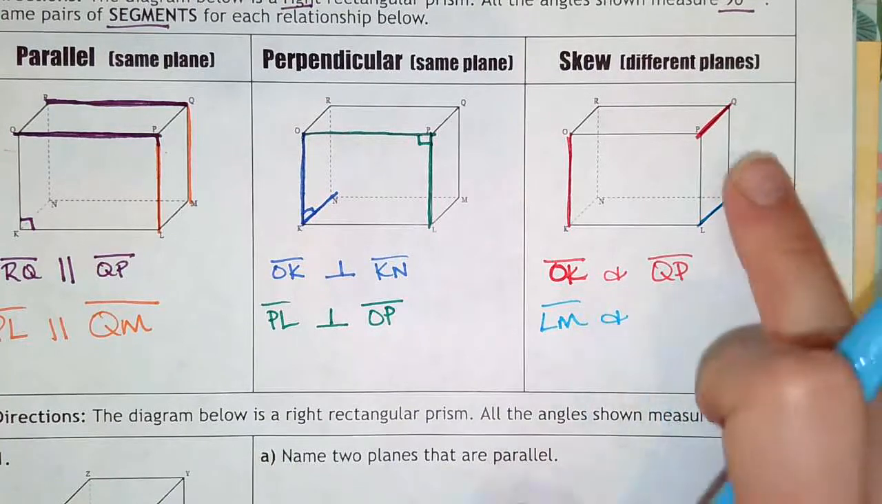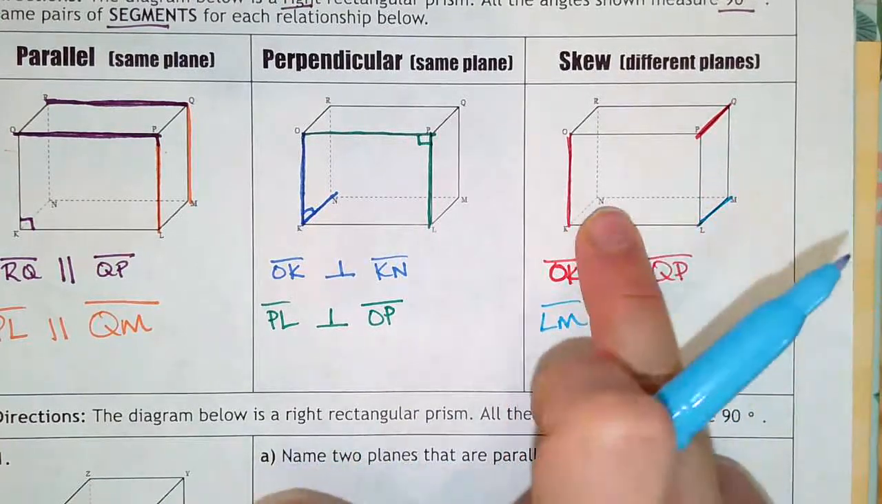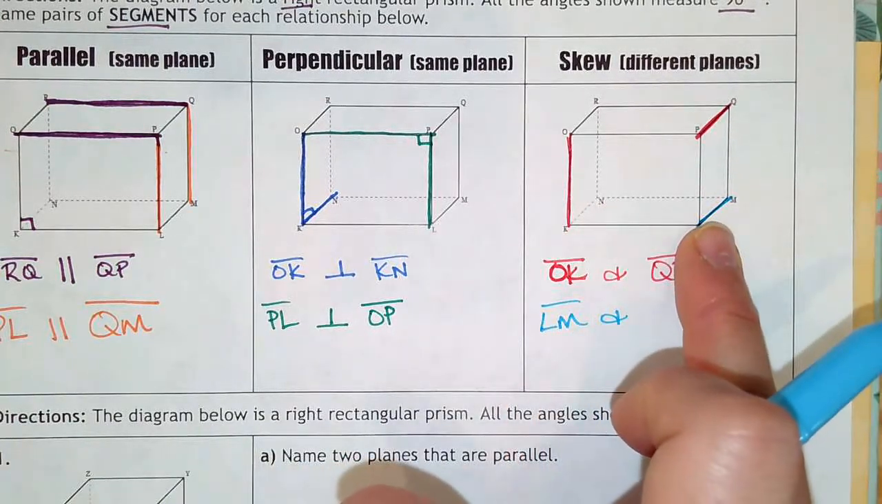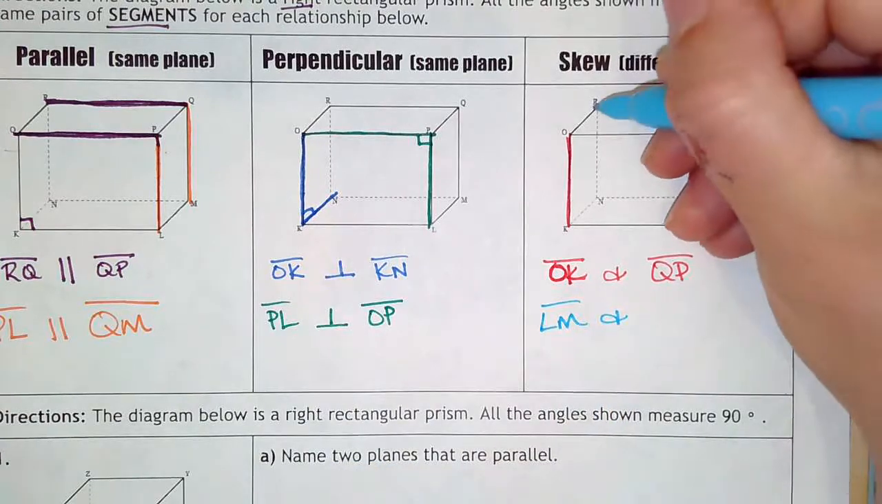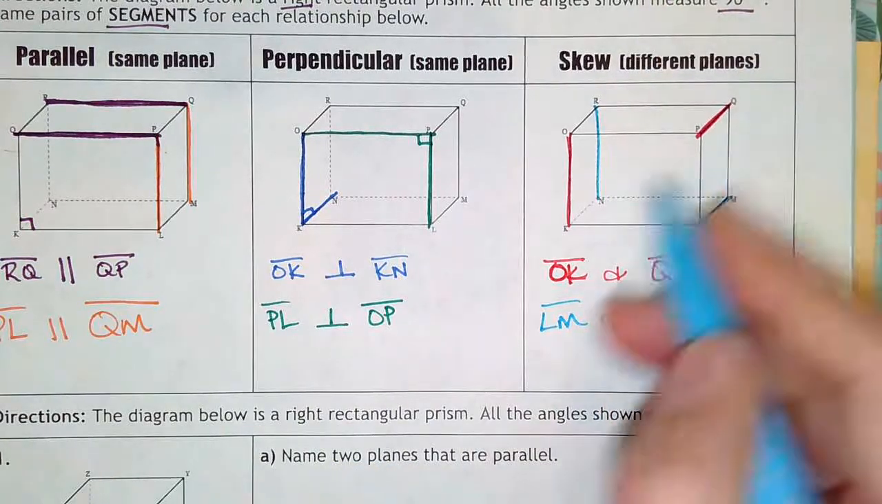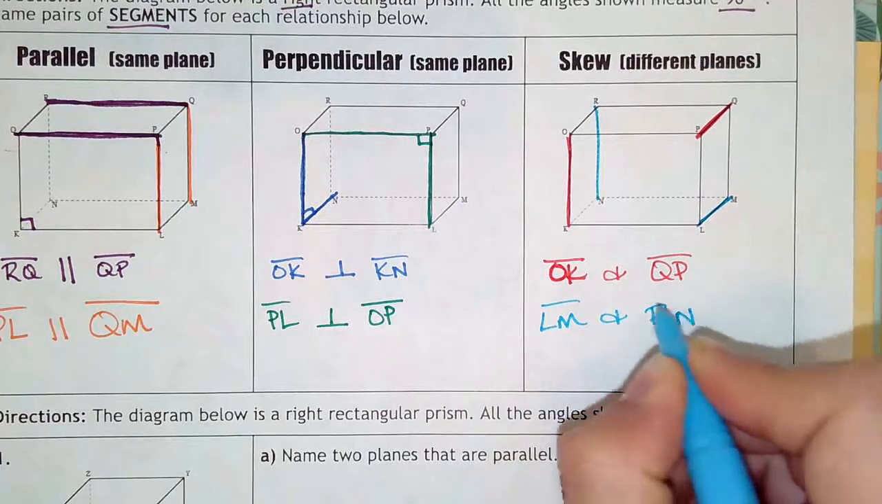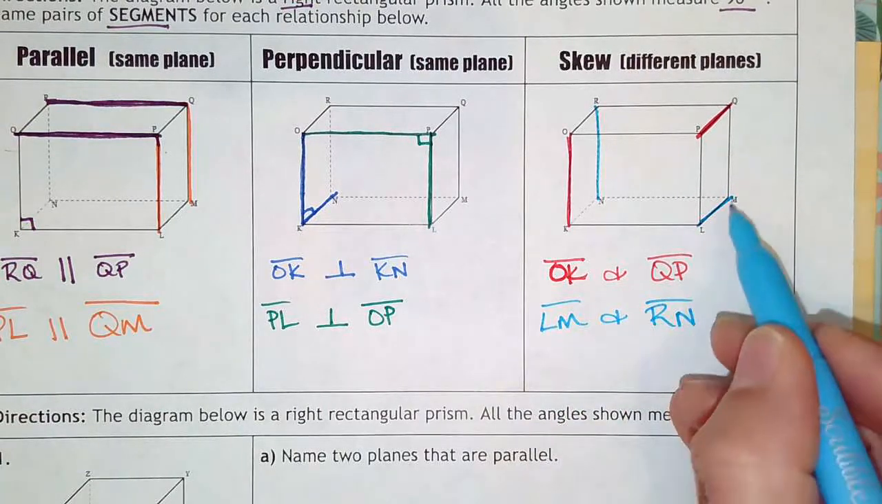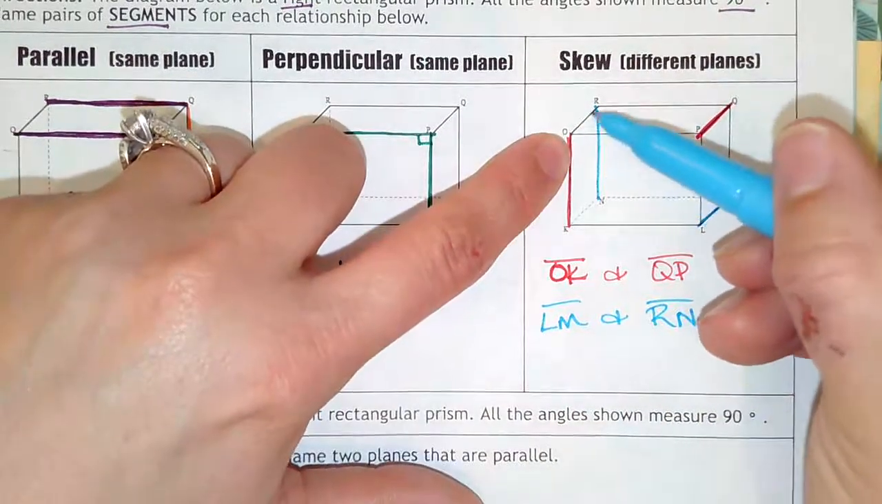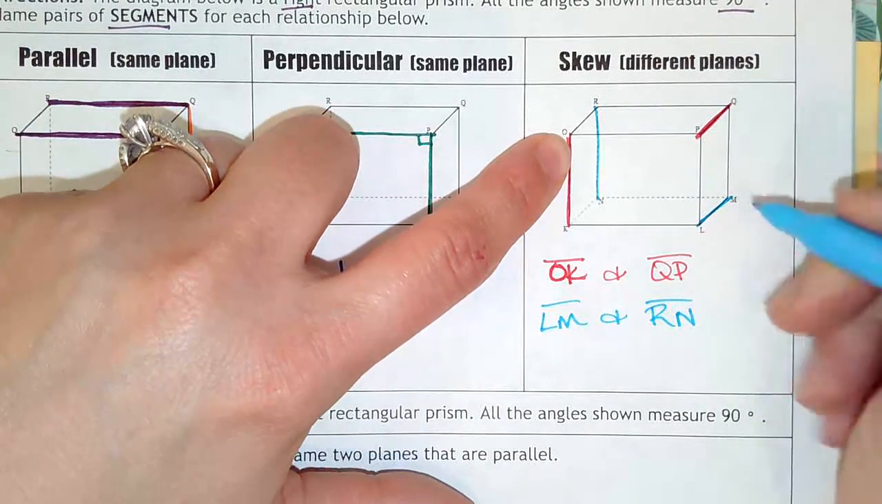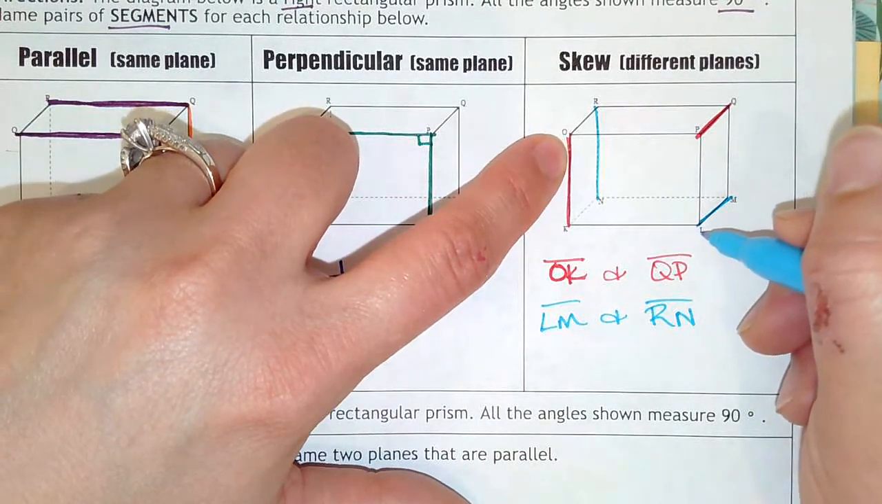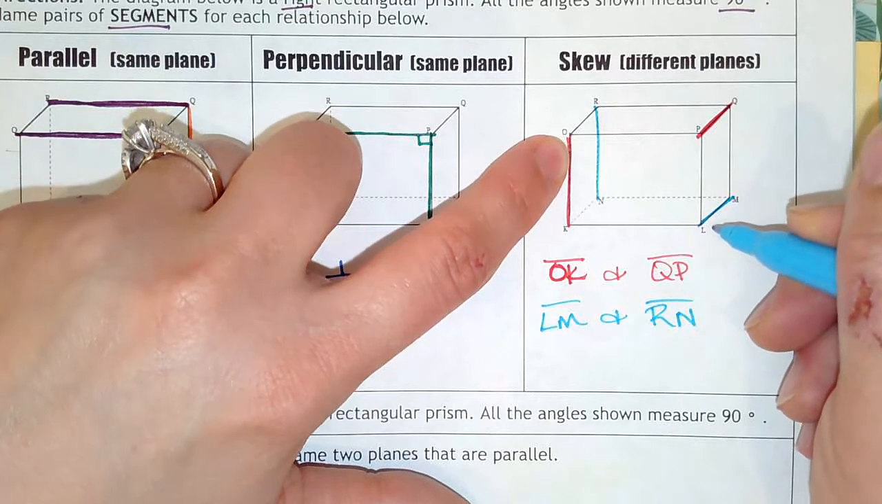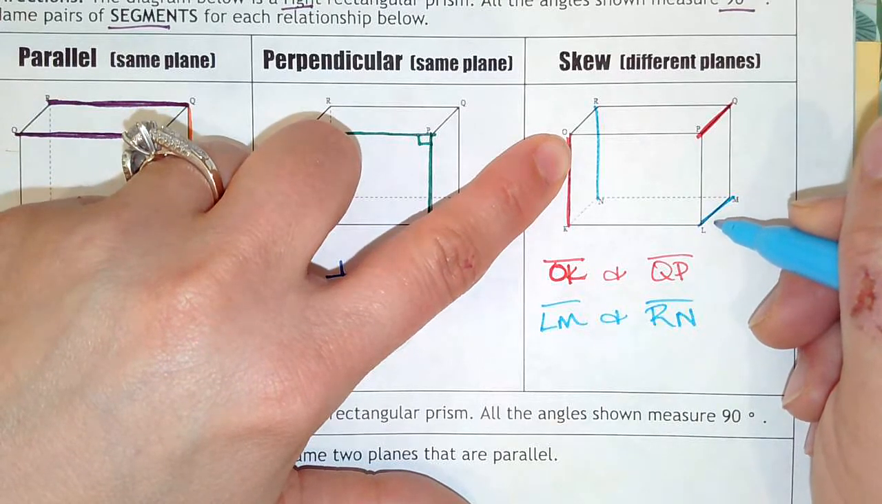Another line skew to that, so I couldn't pick anything here or on the bottom plane. I would pick RN. So I kind of went opposite there. The thing that I really need you to know is you could not pick OR, because if you pick OR and LM, they actually are parallel.